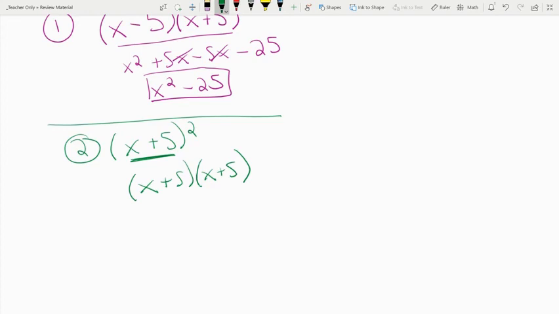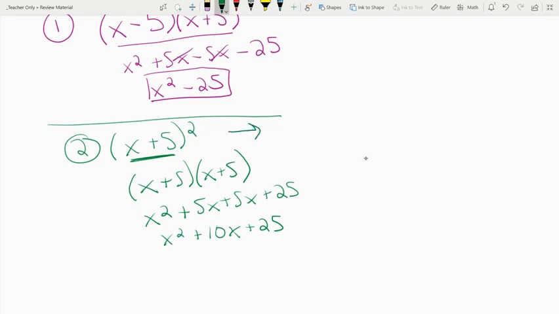Now, when I do this, if I apply my FOIL method, I get x squared plus 5x plus 5x. Remember, x times 5, that's outside, and then x times 5, that's inside. Plus last terms is 5 times 5, so that's 25. Okay, now when I combine these, I get x squared plus 10x plus 25.